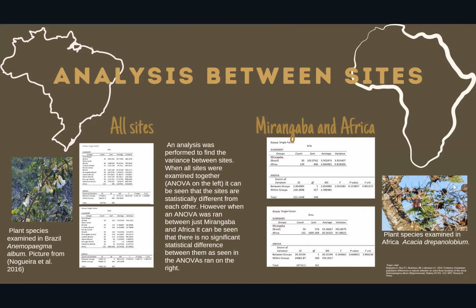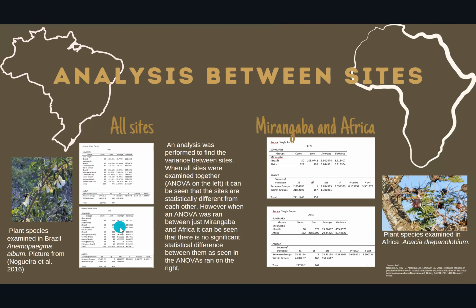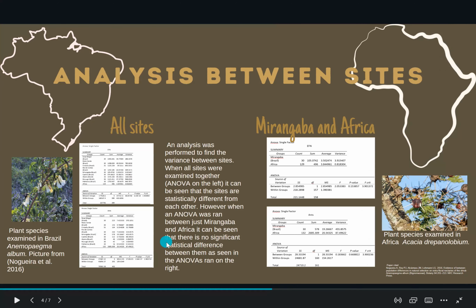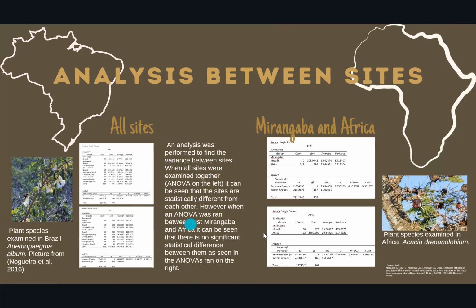So I decided to run a couple of ANOVAs. And over here, I ran two ANOVAs between all the sites as a whole, one of the extrafloral nectaries and one of the ants. And what you can see is the p-values are very small in this one, indicating that they are all very statistically different from each other. However, when I took Marangaba and Africa out of the equation and just compared them to each other, you'll notice that the p-value becomes much larger.